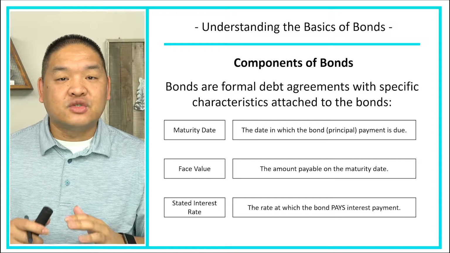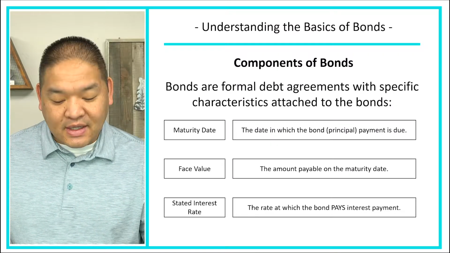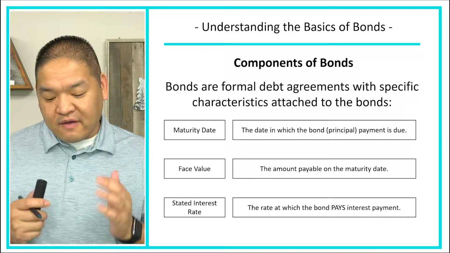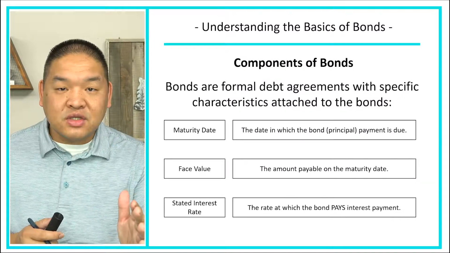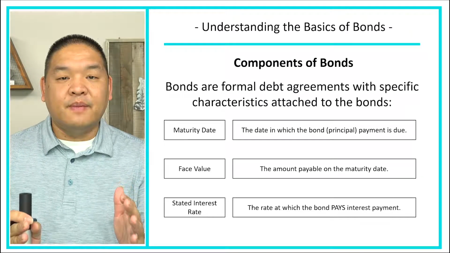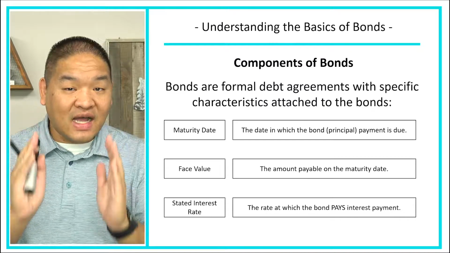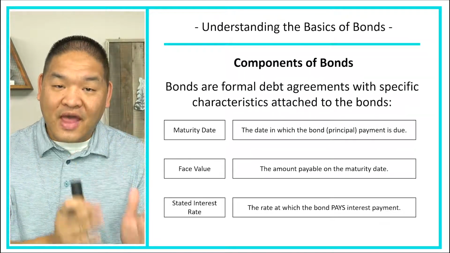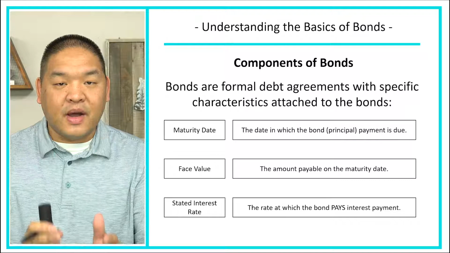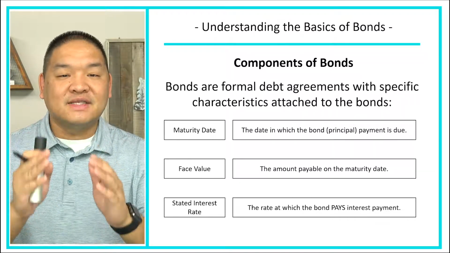So this interest rate is what the company is going to pay in interest based on the face value. So if I said that we were going to issue a $1,000 bond with a 10% stated interest rate, then we would be obligated to pay interest of $100 each year. 1,000 times 10% is $100. So we will pay $100 to the bondholder every single year.